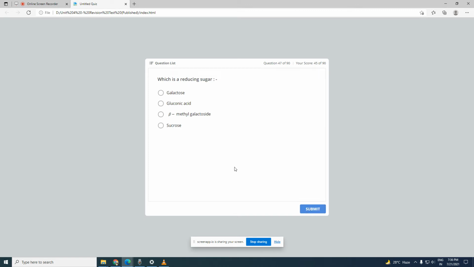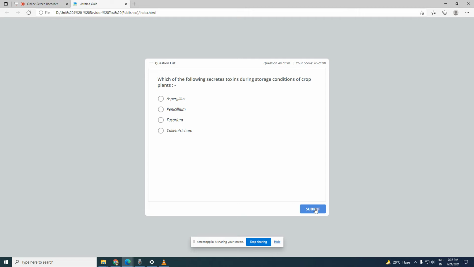Question number 47. Which is a reducing sugar? Galactose, glycolic acid, beta-methyl galactoside, or sucrose? Which is the right one? The right answer for the question is option A, galactose.